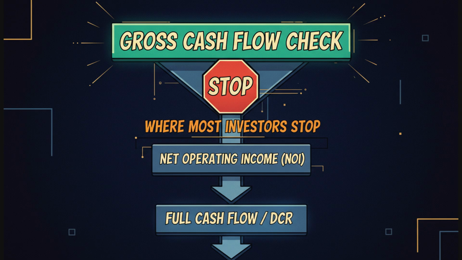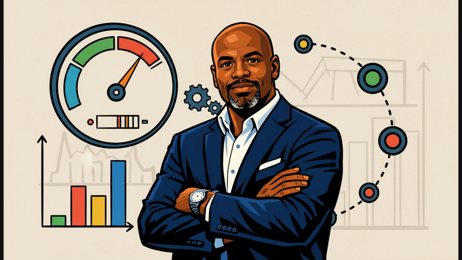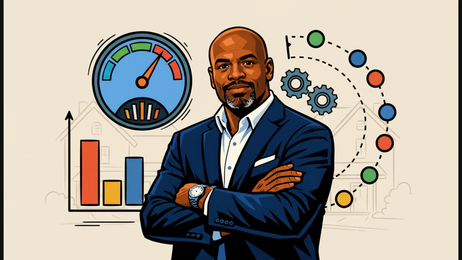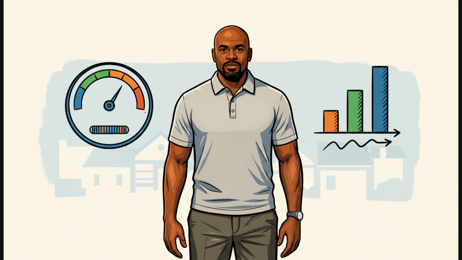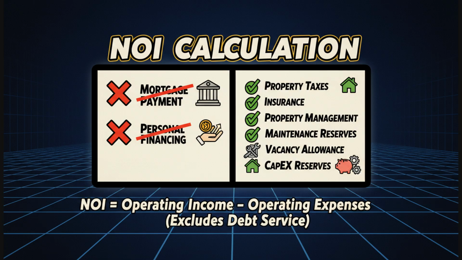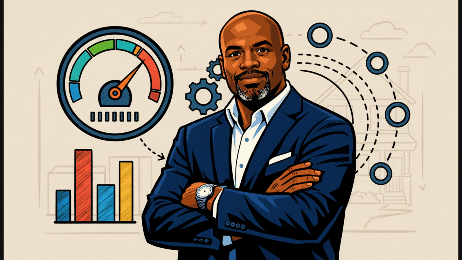Now here is where most people stop. They see a positive number and they celebrate. I get it. You found a deal. But you are not done. Not even close. The second method is the net operating income calculation, and this is where the real picture starts to emerge. Net operating income, or NOI, is your gross rental income minus all operating expenses. Not debt service, not your personal financing, just the cost of running the property. This is the number that tells you what the building itself is producing as a business.